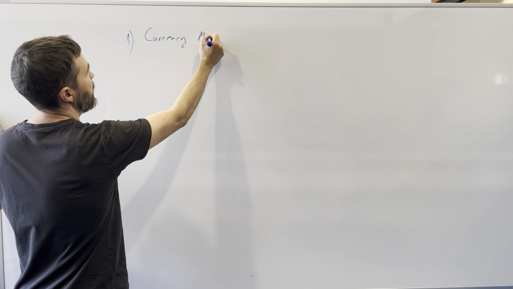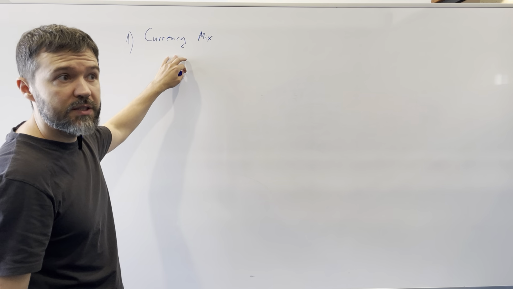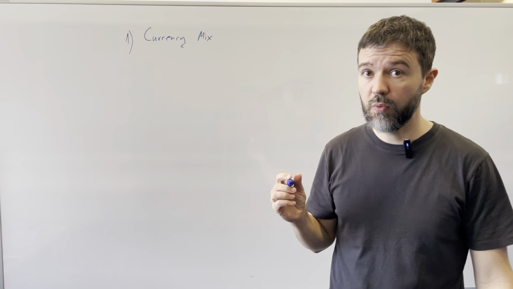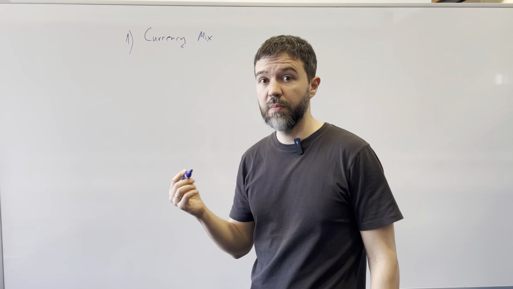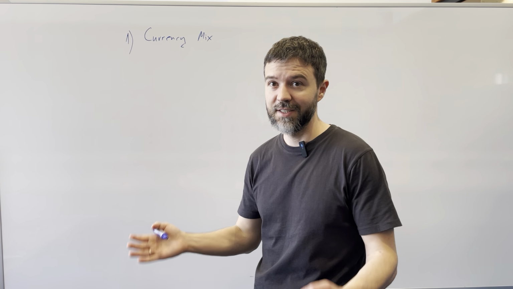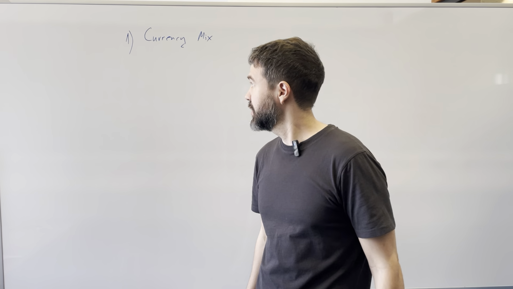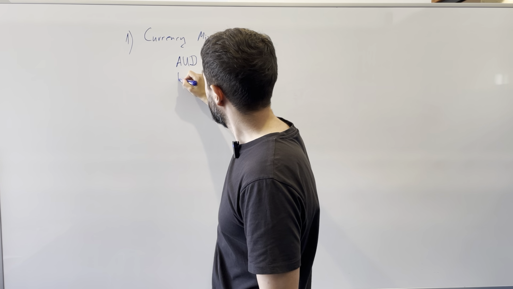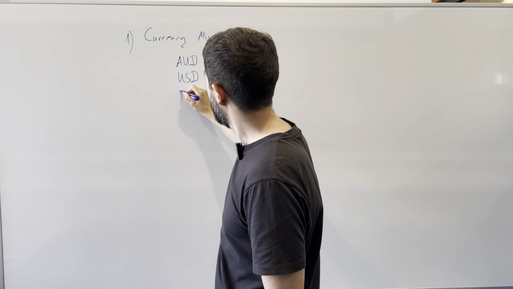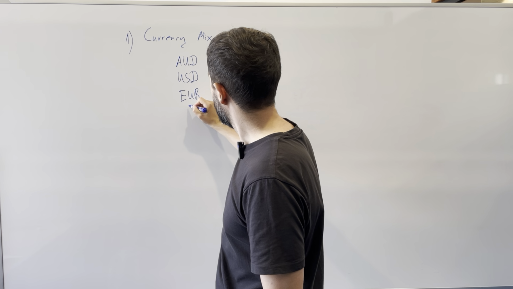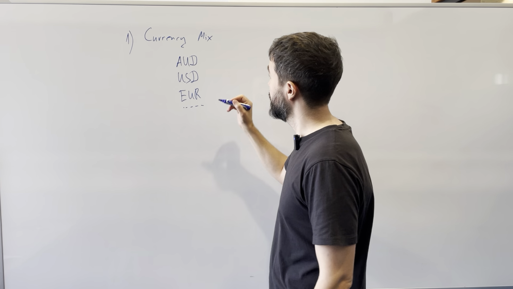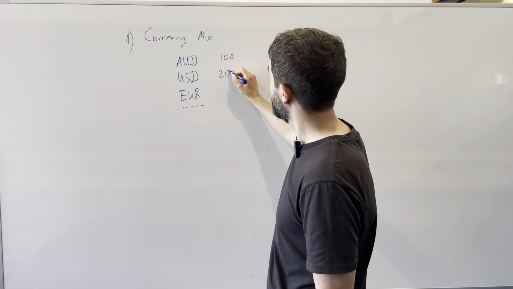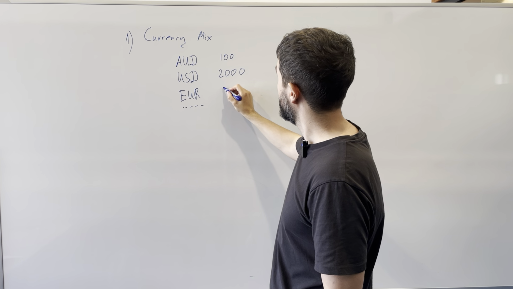Currency mix, and what is it about? It's about what to hedge and if to hedge. You should ask yourself, what currencies do you have in portfolio? So this is obviously the first step, asking and answering that question. For example, we have Australian dollar, United States dollar, euro, etc. And let's say here you have 100, here you have 2000, here you have 5000.